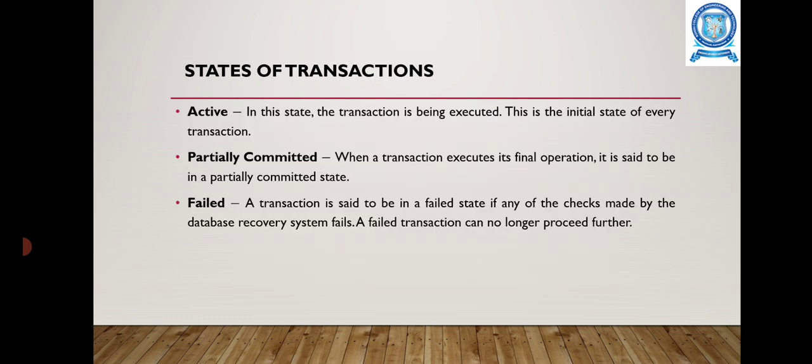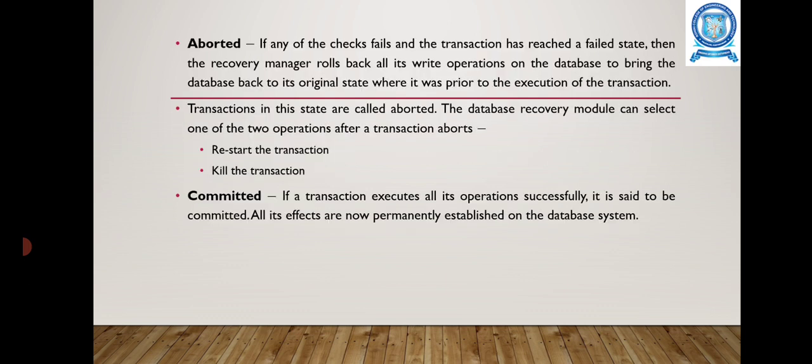This is the first one, active. If the system is in the active state, then the transaction is being executed. Partially committed means when the transaction reaches its final operation, it is in the partially committed state. Failed means the system failed in any state if any checks made by the database recovery fail. Then the aborted state means that to restart the transaction, the database recovery model can select either of two operations after the abort: to restart the transaction, otherwise to kill the transaction.